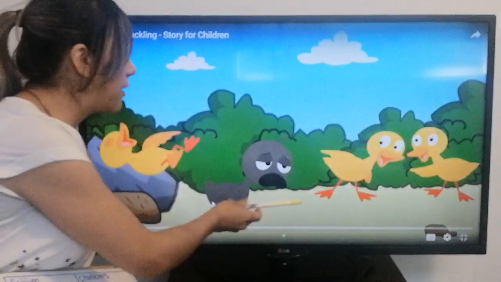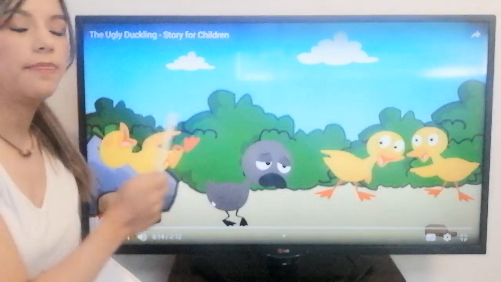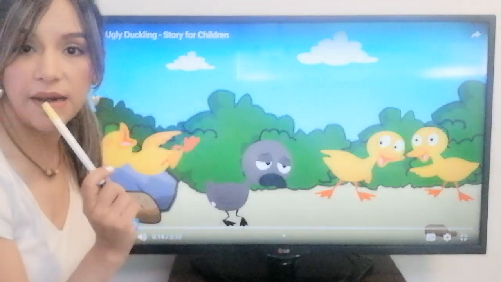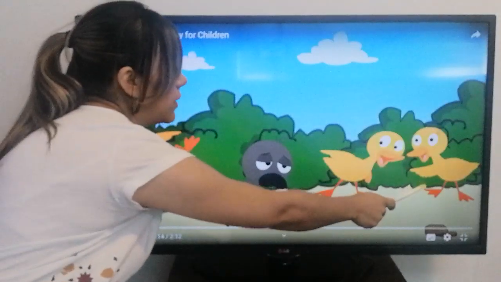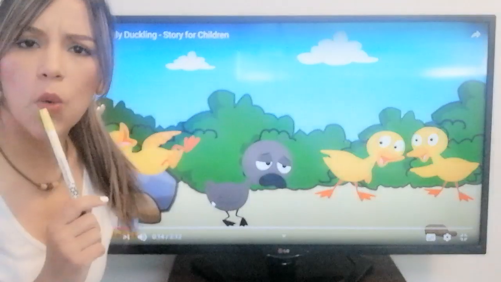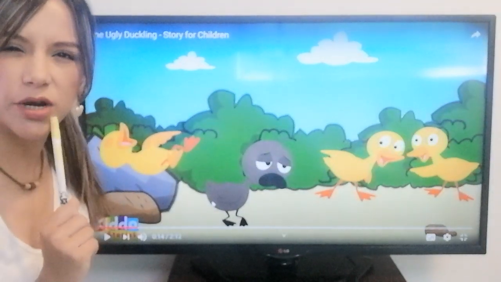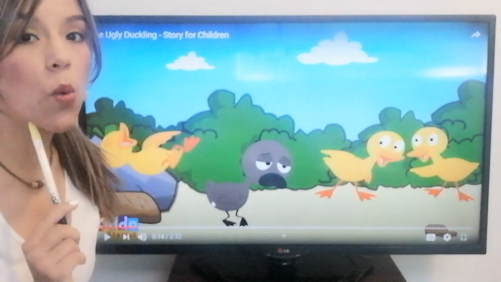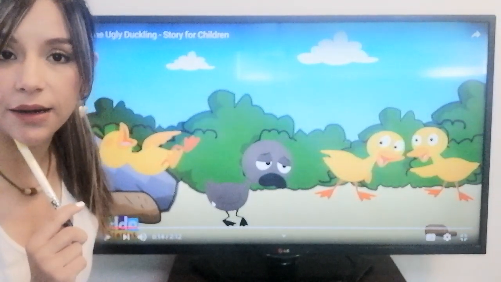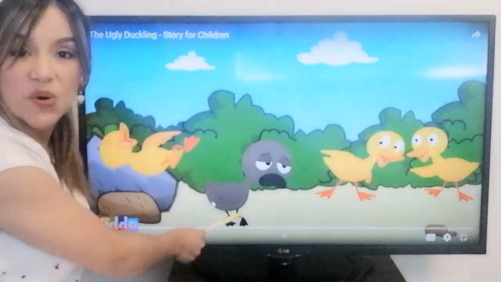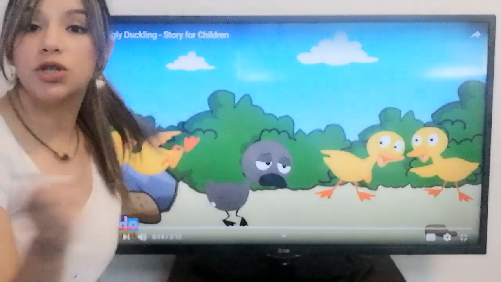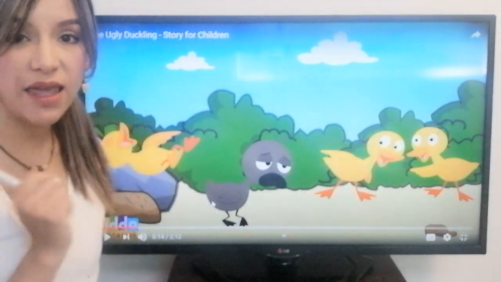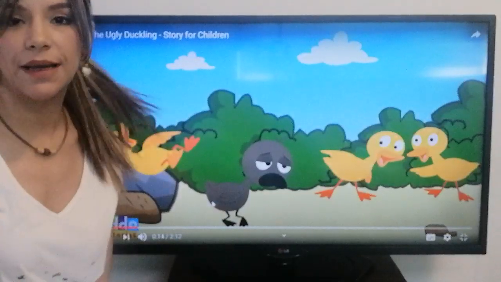Okay, so I'm gonna stop it for a minute because this is the ugly duckling, and they were his brothers. Let's count how many brothers. 1, 2, and 3 brothers. What color were the duckling brothers? Can you say it? They were yellow. And what color was the ugly duckling? Look, he was gray, and he was not happy. He was sad because he was not like his brothers. Keep going.